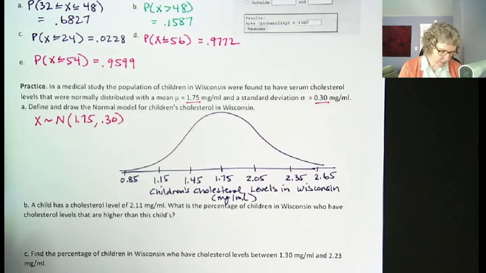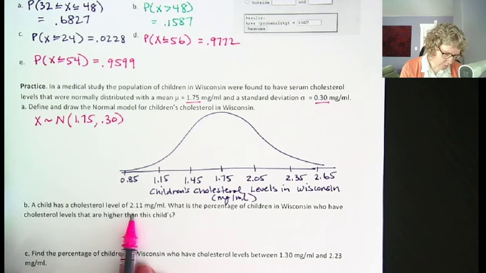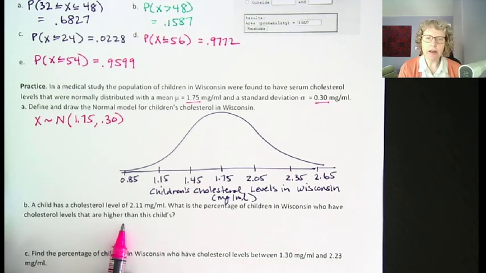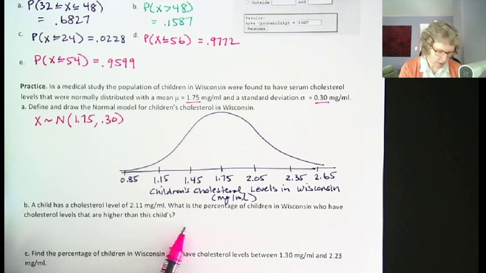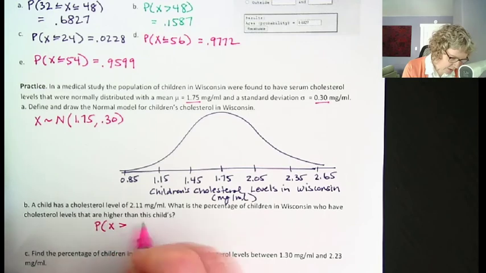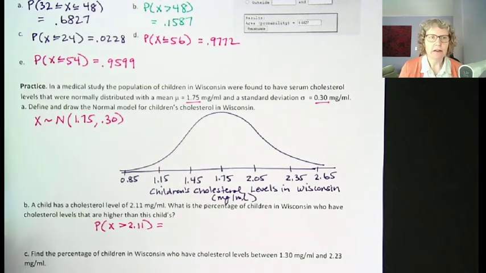So part B says a child has a cholesterol level of 2.11 milligrams per milliliter. What is the percentage of children in Wisconsin who have cholesterol levels that are higher than this child's? So we want to do the probability that X is greater than, higher sounds like strictly higher, but remember it doesn't matter mathematically.